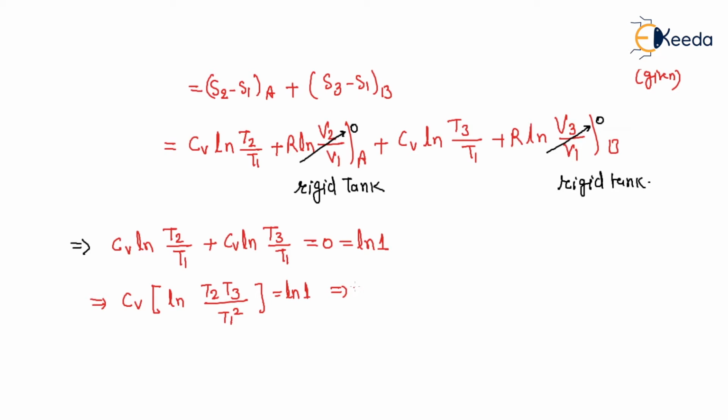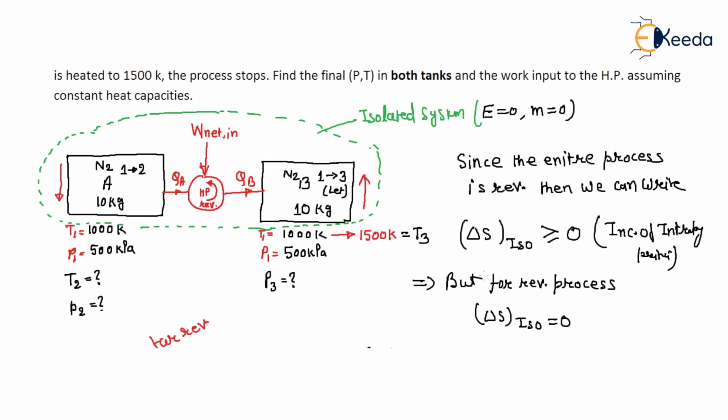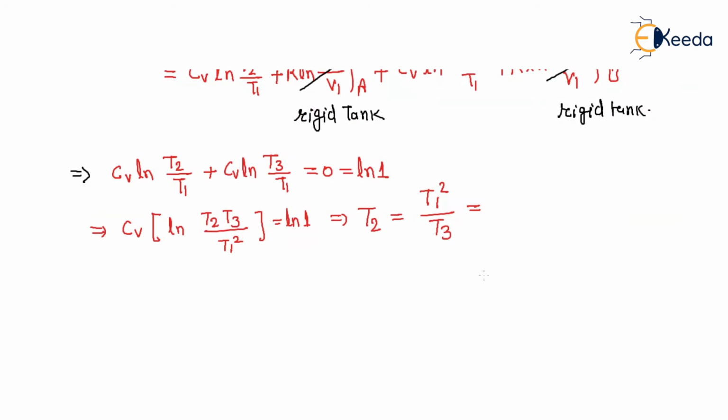So what is T2? We have calculated T2. Why? Because T1 is known, T3 is known. So T2 is equal to T1 square by T3. So what is your T1?